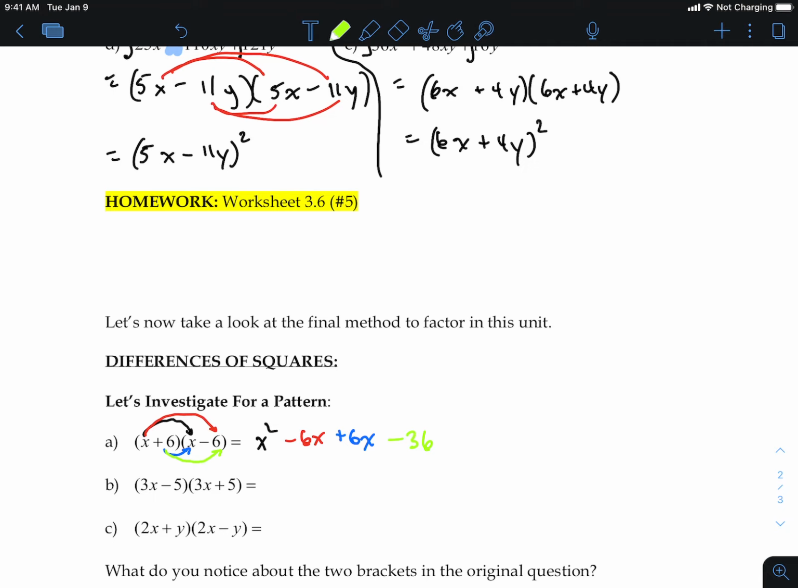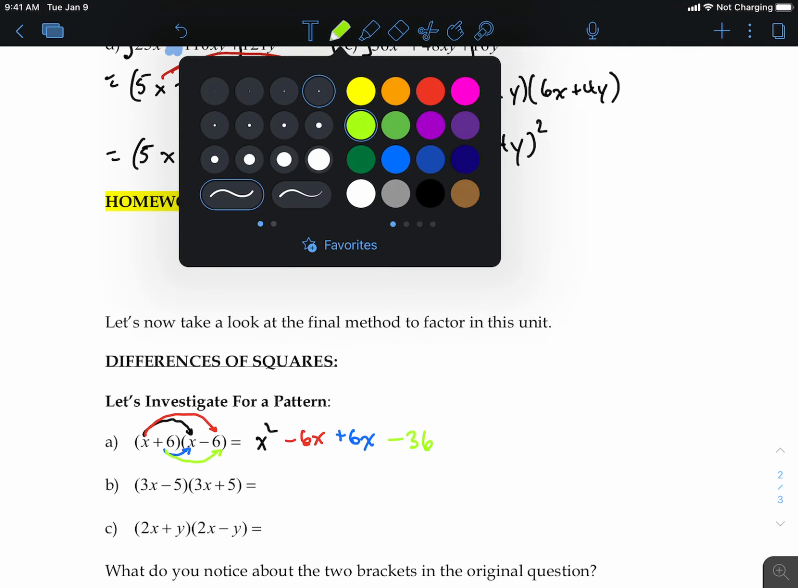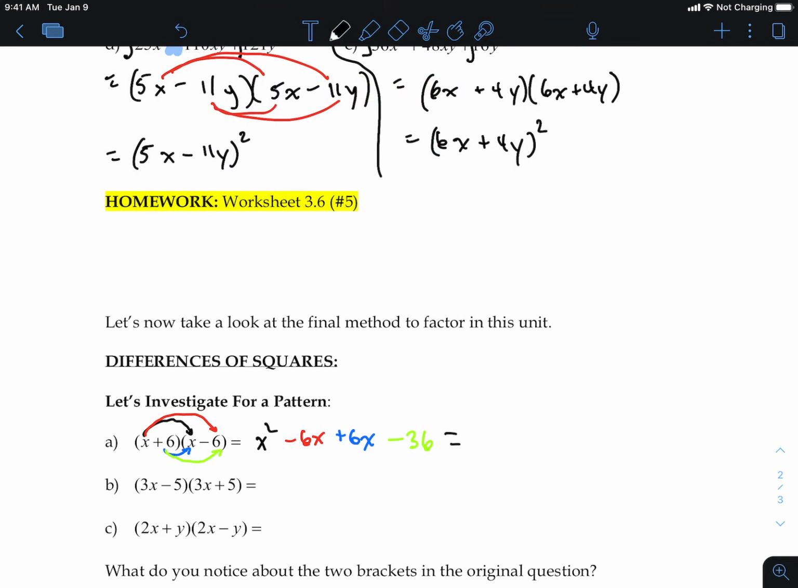Now here's what's special. What happens when you go to collect like terms here? The 2 in the middle. -6x plus 6x cancels each other. So we're left with x squared minus 36. How does that relate to the questions up top? Kind of in the name, right? There's a difference. Difference being the word, like subtraction, of 2 square rootable terms. Difference of squares. That's how you recognize these ones.